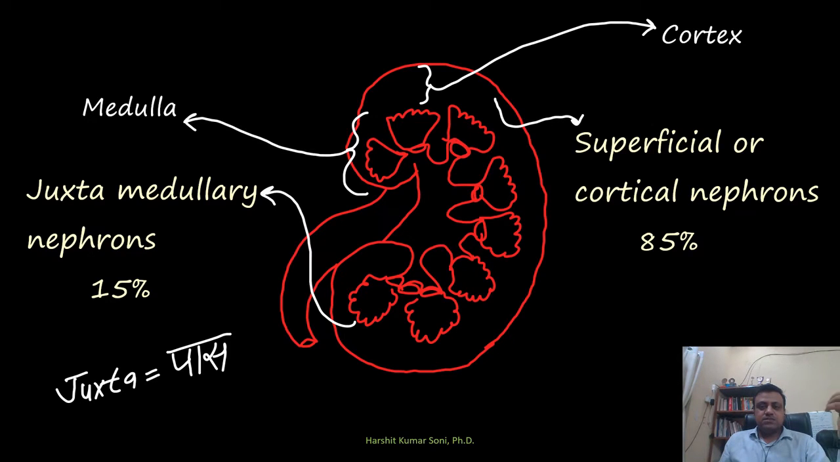So the major function of these juxtamedullary nephrons is to concentrate the urine. Now let's see the structure of a nephron.